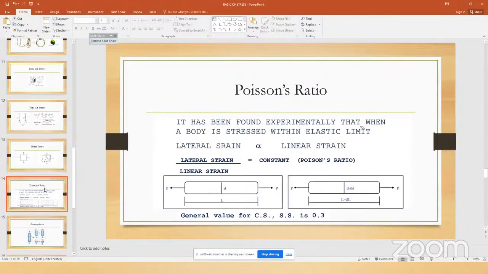Next one is Poisson ratio. Poisson ratio, we are saying, is lateral strain by linear strain. Lateral strain is nothing but the change in diameter by original diameter, divided by change in length by original length. This is the Poisson ratio. The general value for CS and SS is 0.3. The Poisson ratio is used only in pipeline analysis, because it has a long pipe. It will be considered in the pipeline stress analysis, but in piping stress analysis we didn't consider that one.